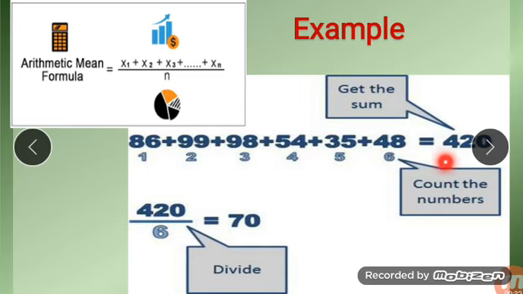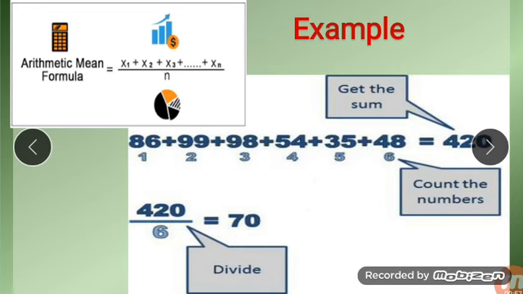Here we have the example. First get the sum. We are going to add all the observations, then count the number of observations: 1, 2, 3, 4, 5 and 6. So the sum of the observations is 420, whereas the number of observations is 6. So then we have to divide, and this 70 is the average. This is the representative of this whole data.